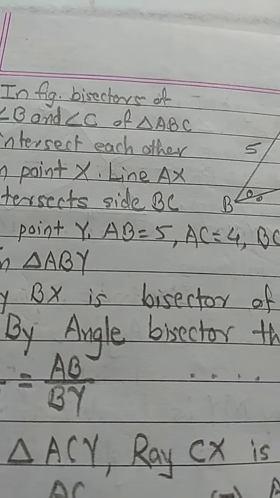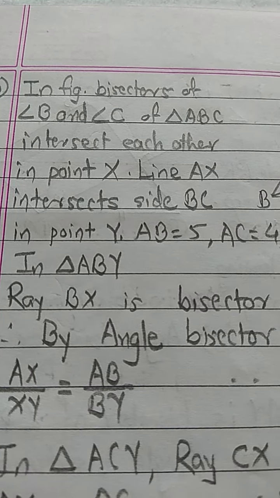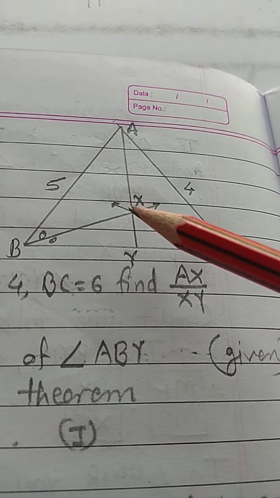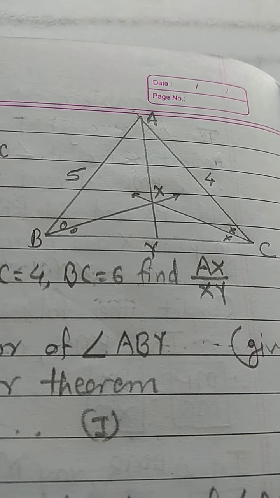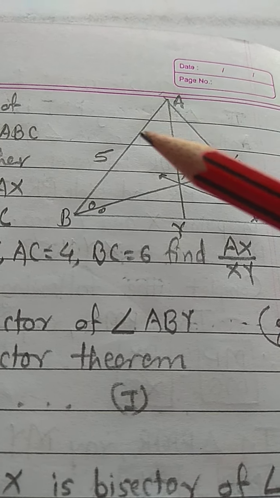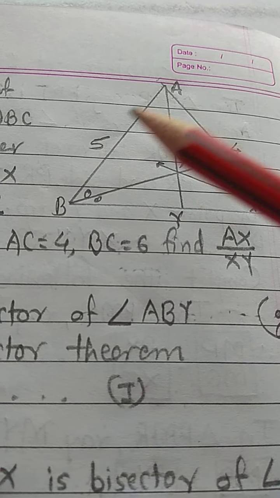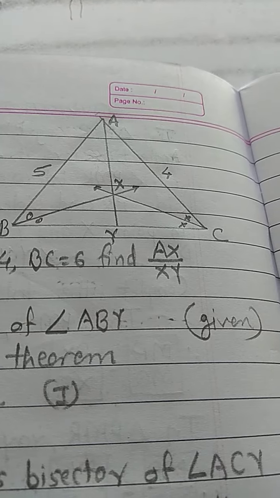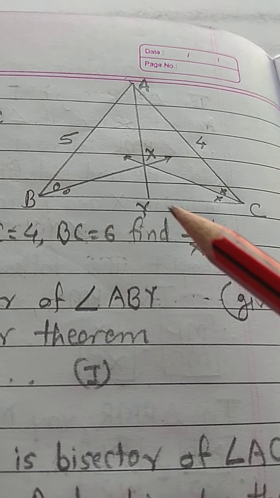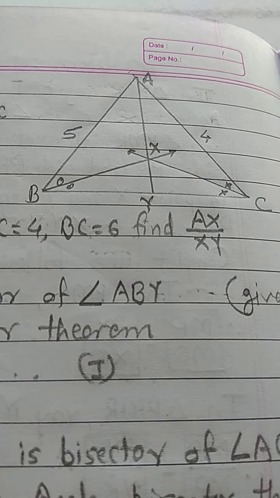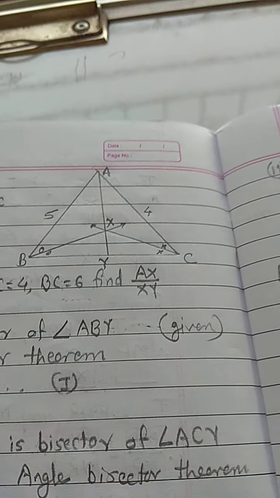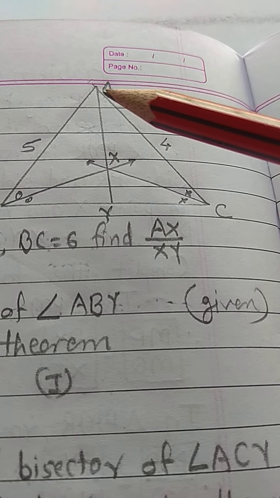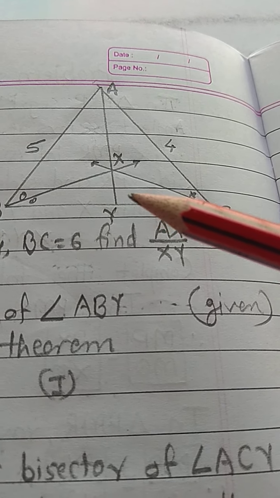In figure, bisectors of angle B and C of a triangle ABC intersect each other at point X. See, these bisectors are intersecting each other at point X. All the values are given here. AB is given as 5, AC is given as 4, and BC is given as 6. This BC, whole thing is given as 6. Then you have to find out the ratio AX upon XY. This ratio AX upon XY, you have to find it.